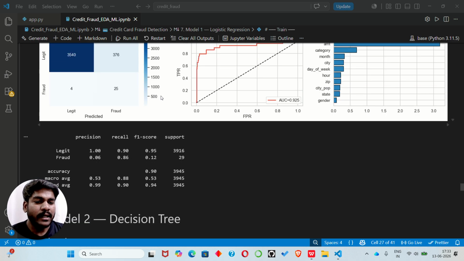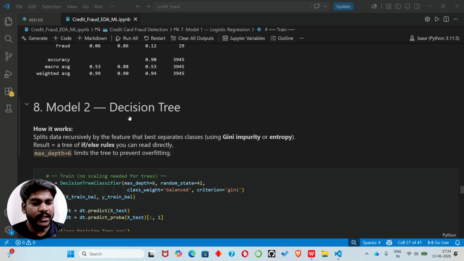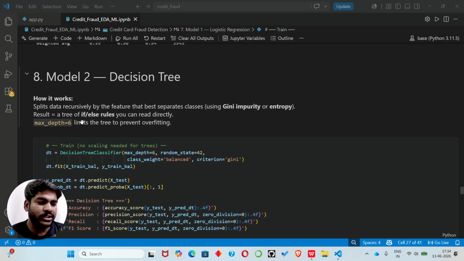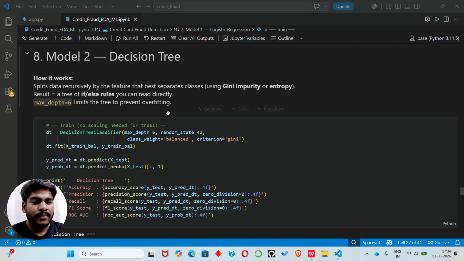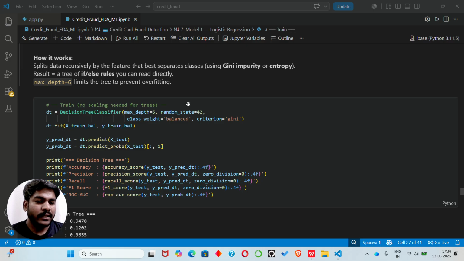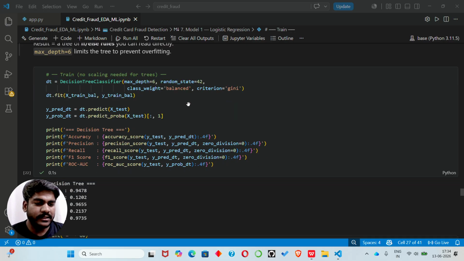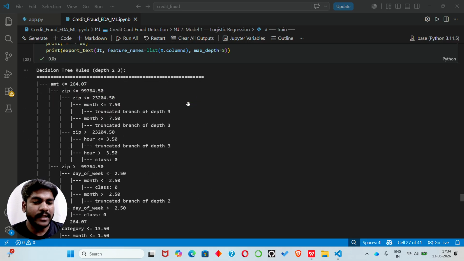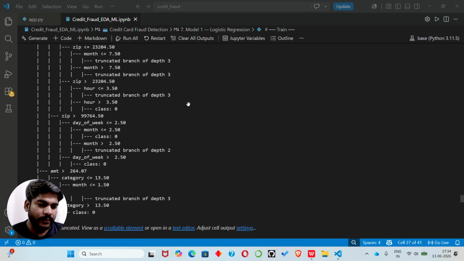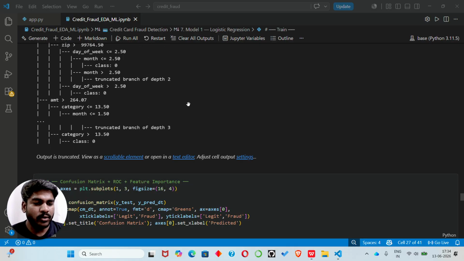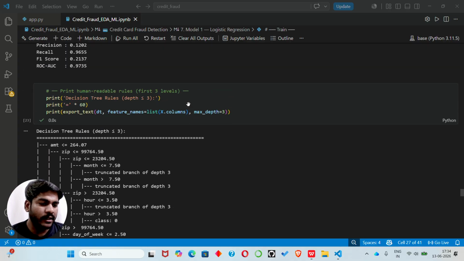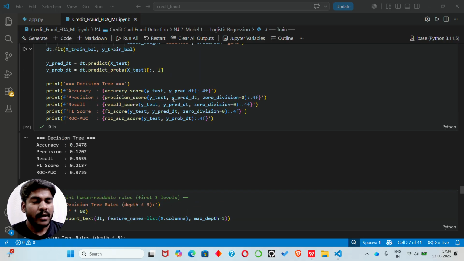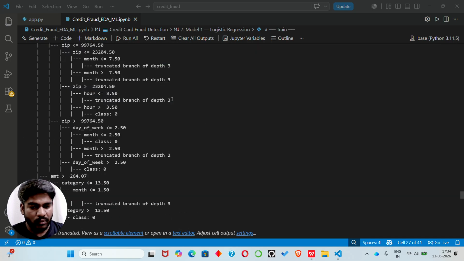The second model is decision tree. A decision tree asks yes or no questions on a feature. For example, is the transaction amount greater than 200? If yes, then ask, is the distance greater than 50 kilometers? If yes, predict fraud. It creates if-else rules automatically. I set the maximum depth to 6 so the tree does not become too complex and overfit.